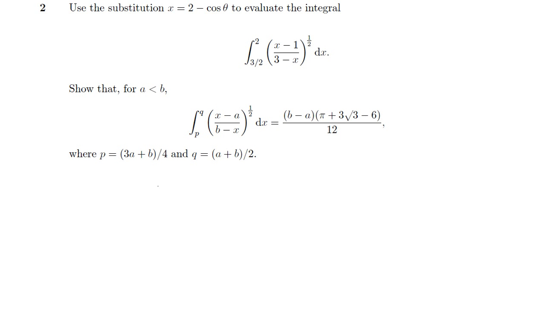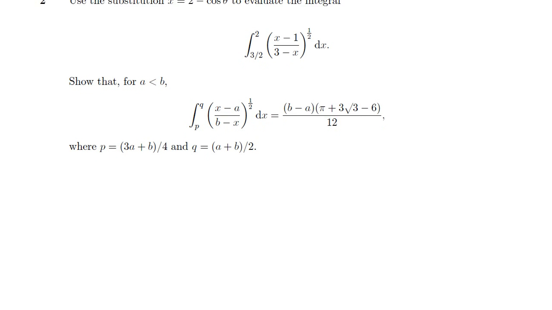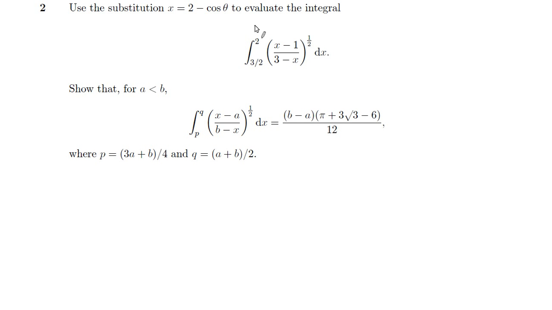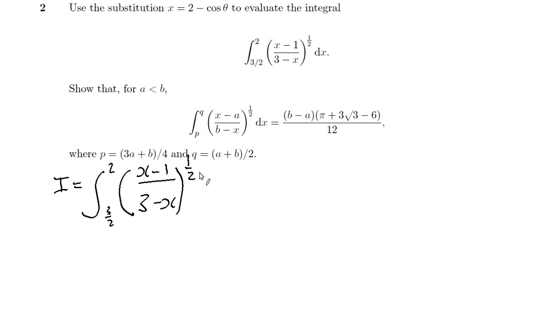Right, going to do the first of step 3, question 2 on paper, year 2000. That was shoddy English, I'm sorry. Anyway, this thing we've got here: I equals the integral from 3 over 2 to 2 of (x minus 1 over 3 minus x) to the half.